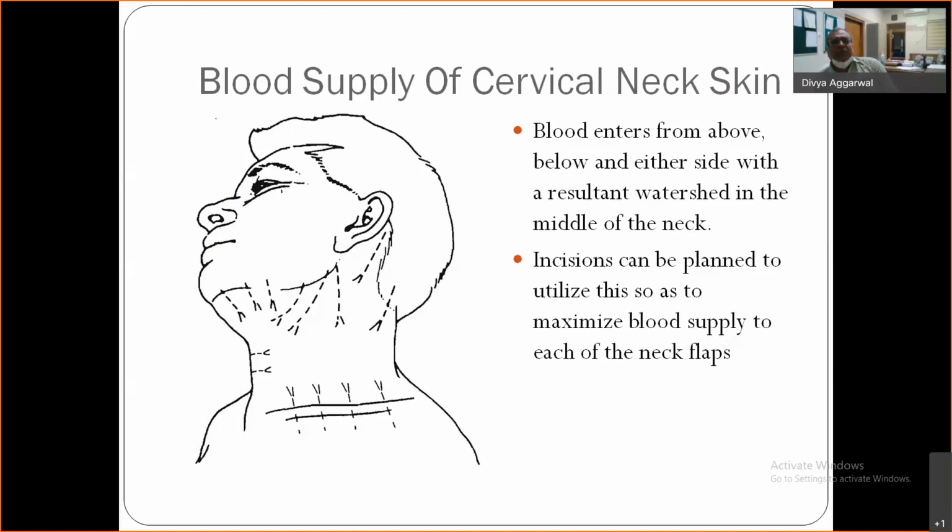So blood enters from above or below, and from either side, the resultant watershed in the middle of the neck. So incision should be planned to utilize this so as to maximize the blood supply to each of the neck flaps. So wherever you are giving the incision, wherever you are creating the neck flaps, it should be your endeavor to give the incision in areas where there is maximal blood supply.